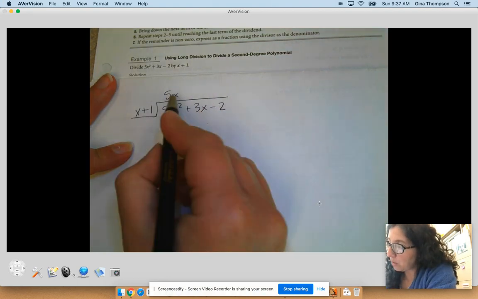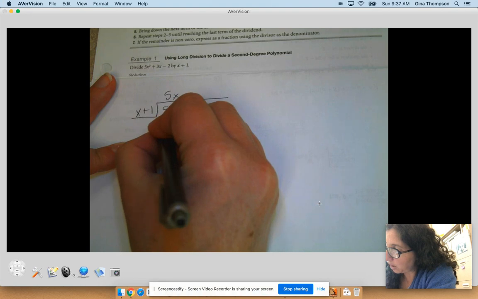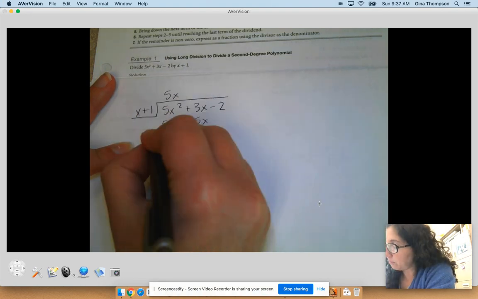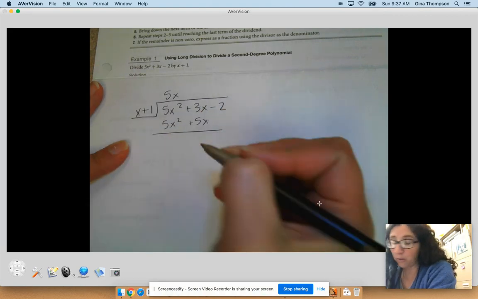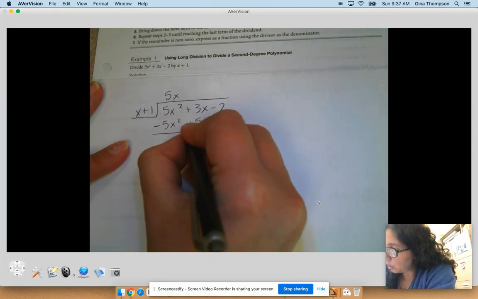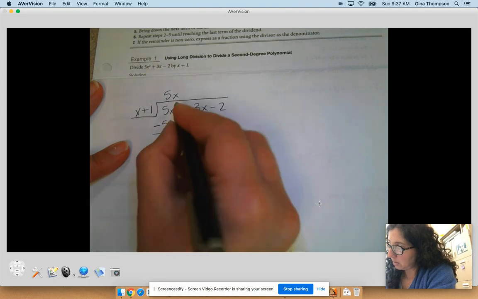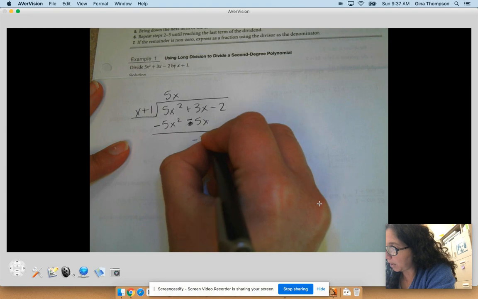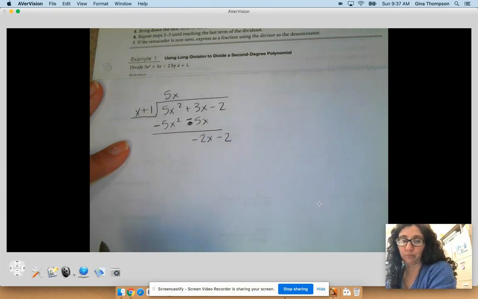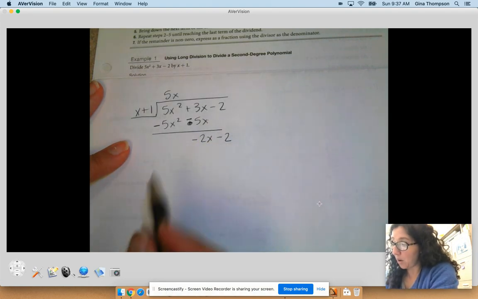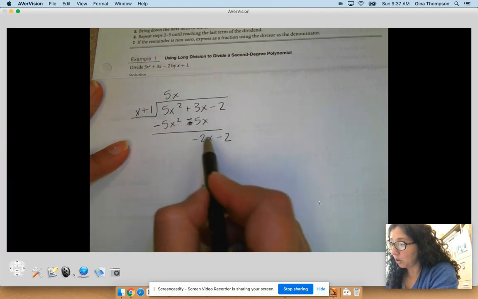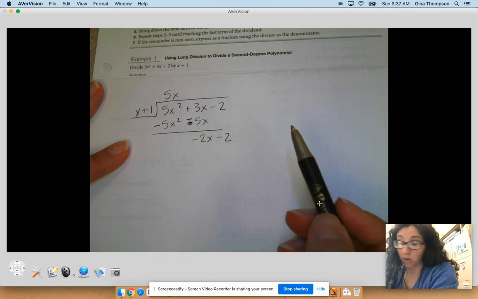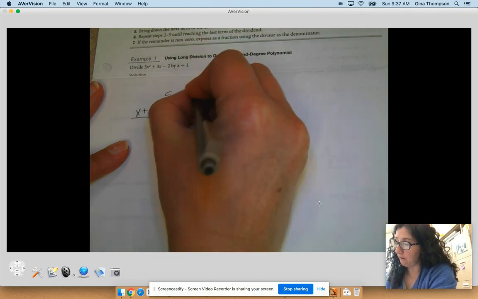Okay, so now we multiply this. We say 5x squared plus 5x, because I have to multiply it by both terms. And remember what I did before? I subtracted. So I subtract these. This minus this is 0. 3x minus 5x is minus 2x minus 2. Okay, so now I ask myself the same thing. X goes into minus 2x how many times? Minus 2, right? So I write minus 2 up here.